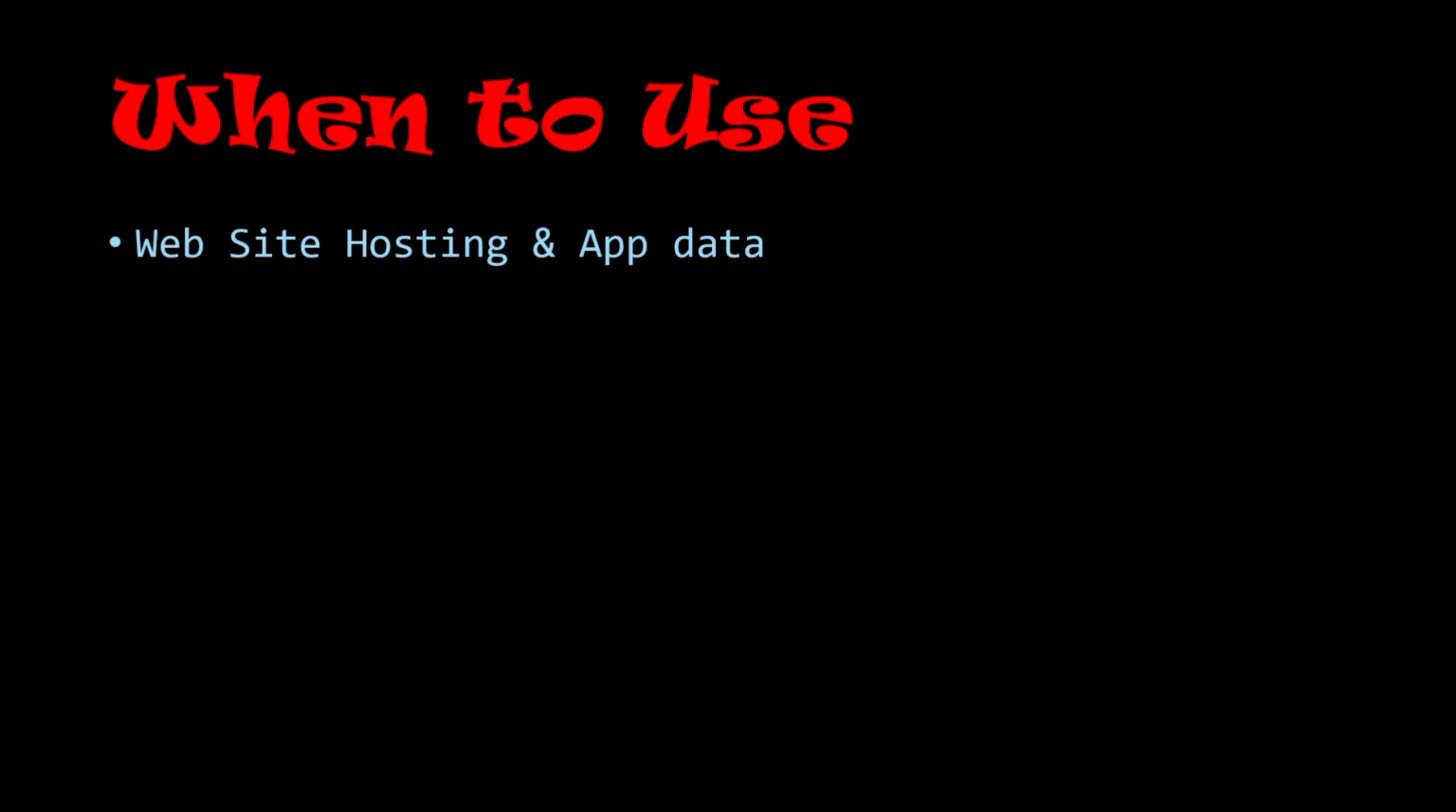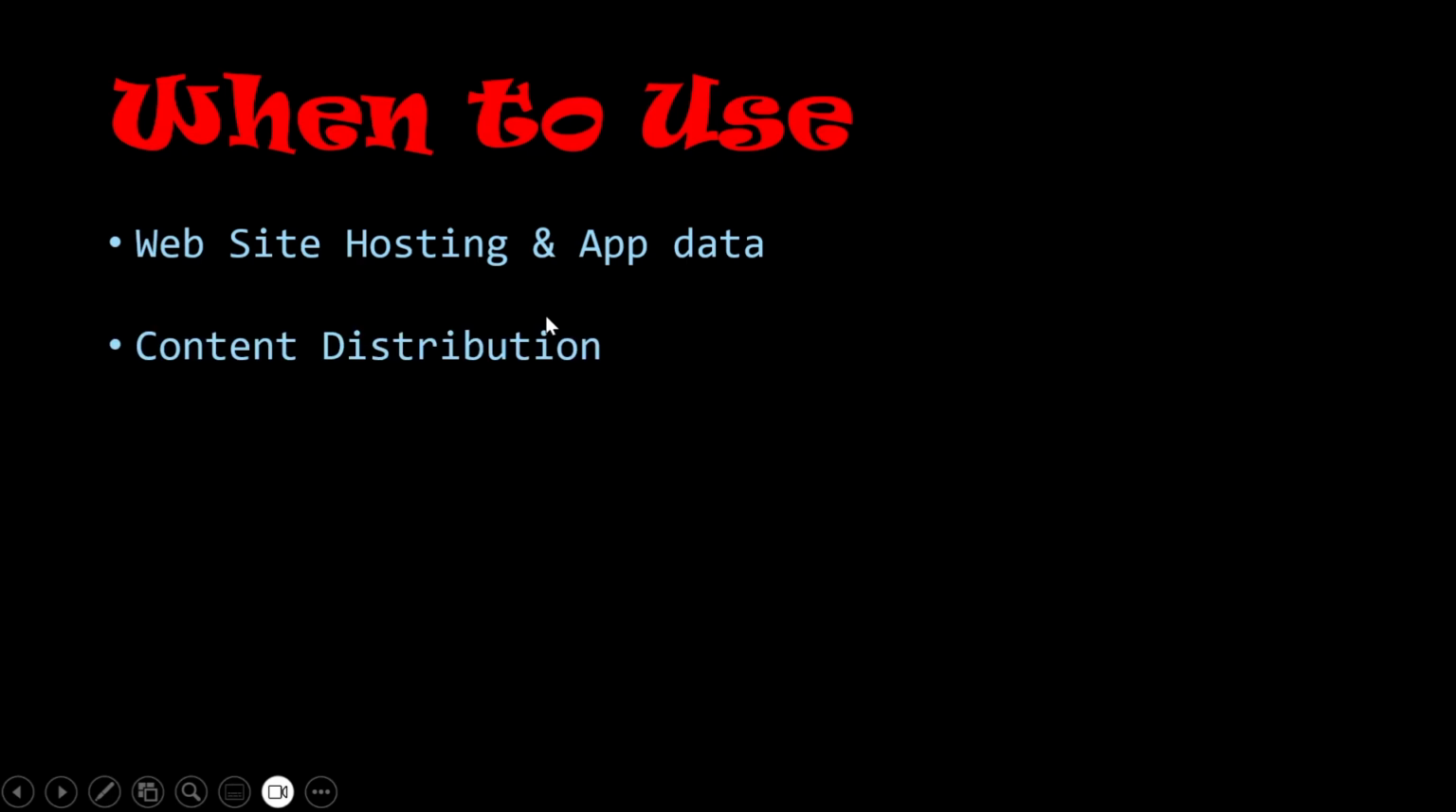So when to use this S3 Standard storage class? Website hosting and app data. When you want to store any images, videos or files of your app or a website in an S3 bucket, you need fast access here, right? Then you can use this storage class. Similarly, this storage class can be used in content distribution, big data analytics and gaming where frequent access is required.